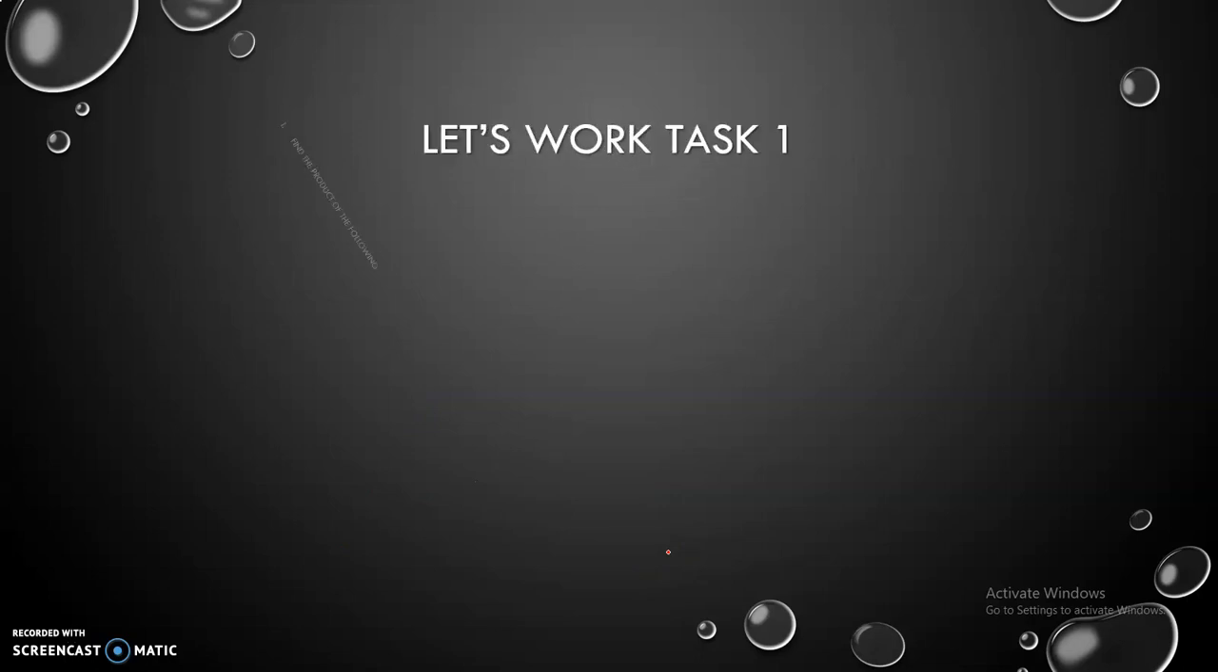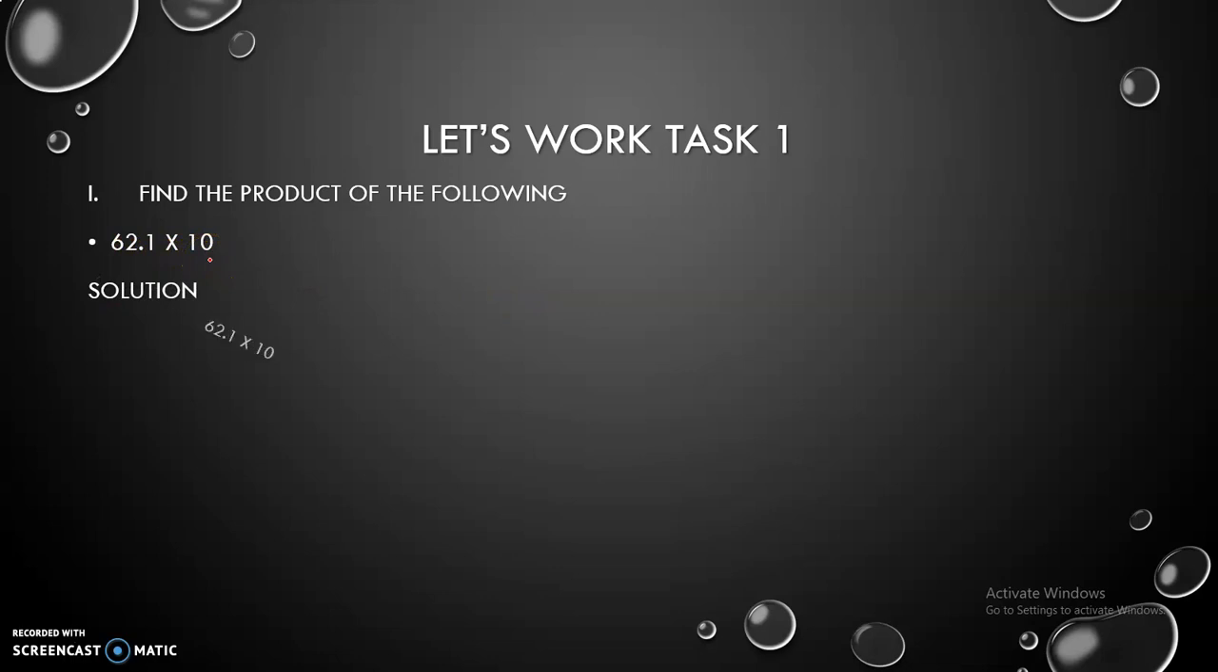Now let's work task 1. Find the product of the following. 62.1 multiplied by 10. First we write the question as it is. Now we have to see how many zeros we have in the multiplier. In the multiplier we have one zero, which means that we have to move this decimal point one digit to the right side. And when we move it one digit to the right side, the answer would be 621 or 621.0.